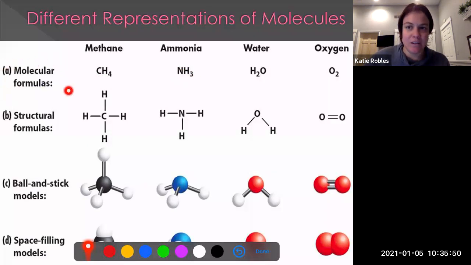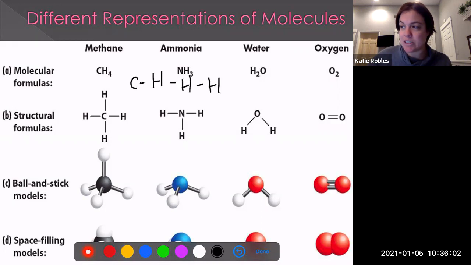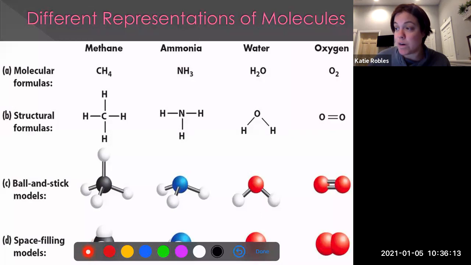These are called molecular formulas. We've already started working with these. But then chemists need to know a little bit more. They need to know how it's attached, right? If someone thought the CH4 was attached like this, they would be really wrong. So we show a structural formula and we show people that CH4 is attached in this way. The C is attached to all four of the H's. Here's NH3, H2O, and here's oxygen, which is O2. So that's called the structural formula.